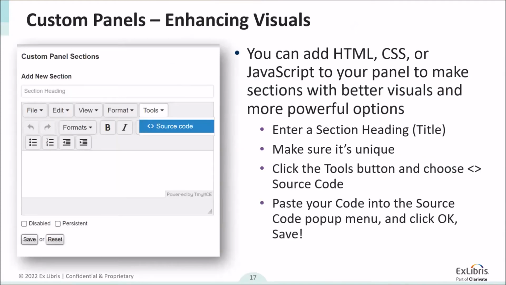If you want to enhance your visuals, and if your university has someone on board who is good at adding HTML, CSS code, or JavaScript, you can go ahead and add that to your custom panel. What this does is it makes sections better with visuals and more powerful options. So just like before, enter in your title, your body, and this time you'll click Tools, and there will be a drop down for source code. So you'll just go ahead and paste your code into the source code pop-up menu, click OK, and save.